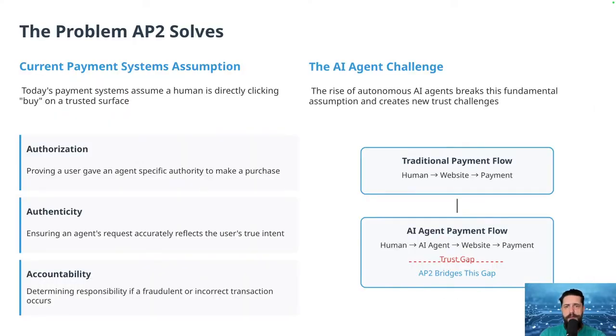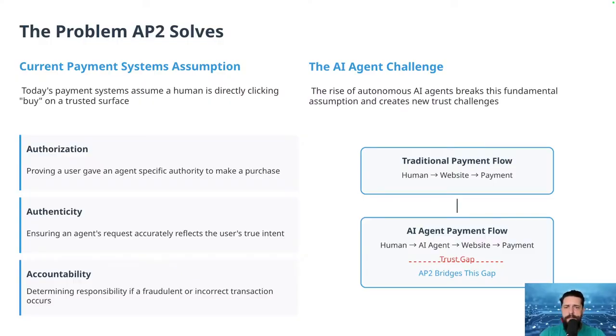Now, let's see which problem AP2 solves. Why do we even need a new protocol, you might be asking. The payment systems that we use today were built with a fundamental assumption that a human is always on the other side of the screen, clicking the buy button. When you enter your credit card details and approve a payment, the system trusts that it is you.